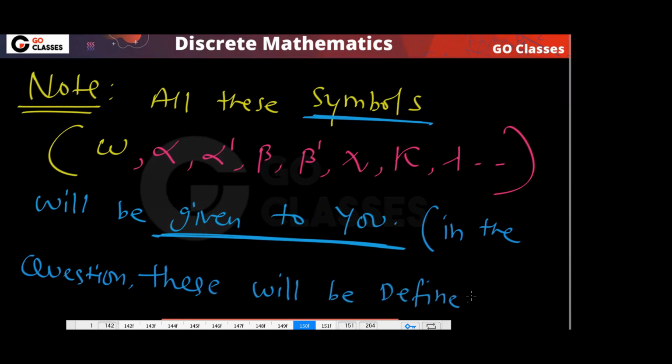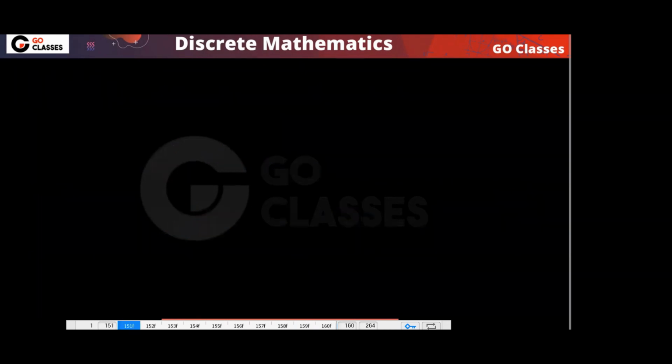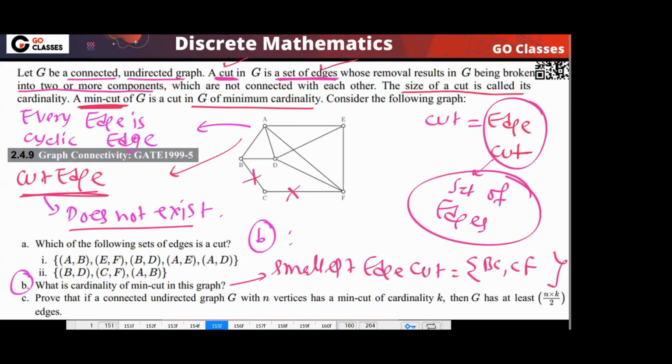So you don't have to worry about these symbols. Now let's come back to this question. For this graph, what is the edge connectivity number, what is lambda? That is actually 2. Your edge connectivity number is 2, because this is the smallest edge cut. So the edge connectivity number is 2.